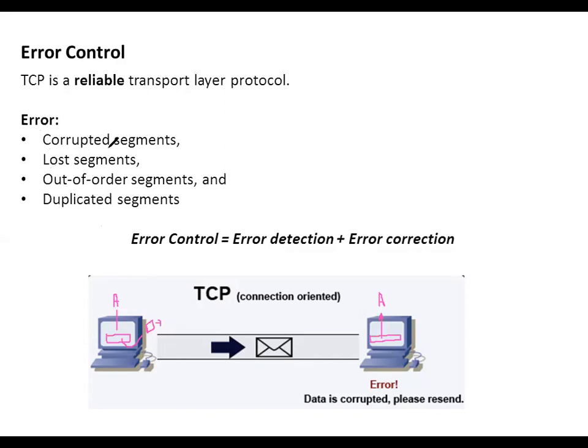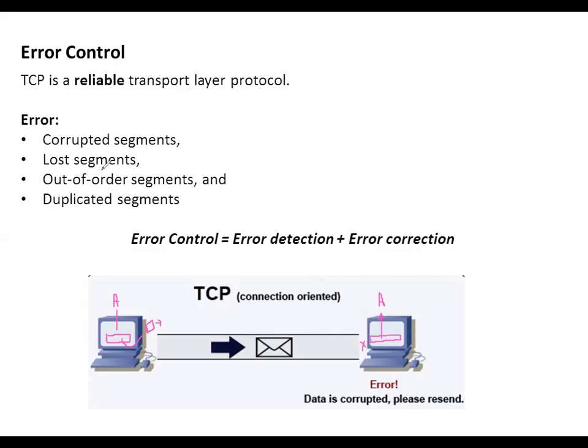Corrupted segment means that because the network is not reliable, the segment traveling through the network may suffer from various types of noise interference, which is going to alter the bits in the segment, which means that the receiver may not receive exactly the same message which was sent by the sender. As a result, the receiving TCP will not deliver the segment to the receiving application process, and hence the segment will be dropped right there.